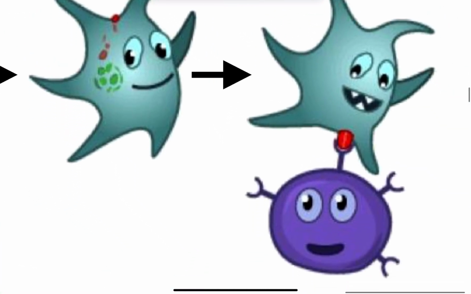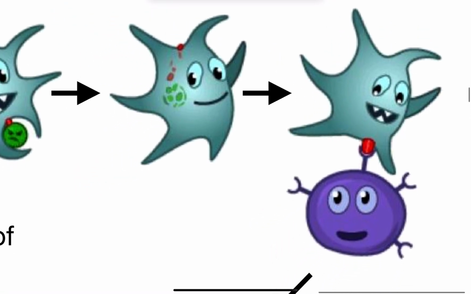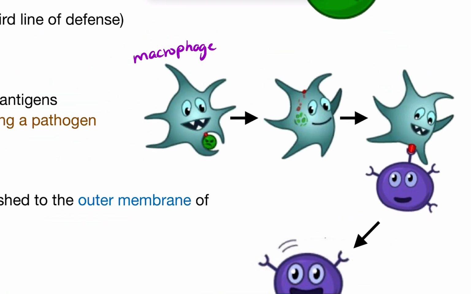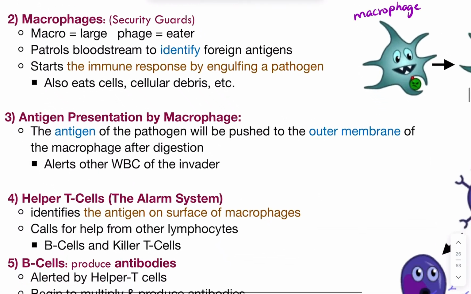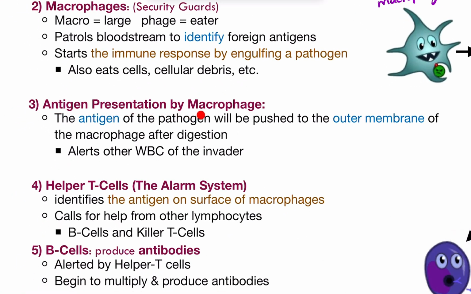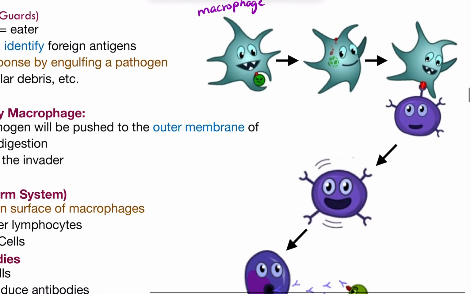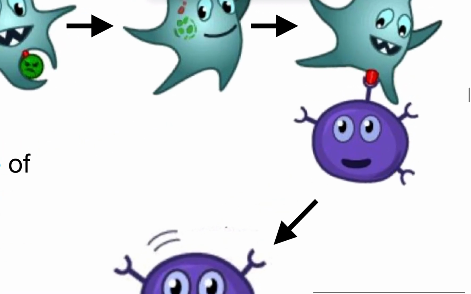And then he knows his buddy, the helper T cell right here, has to grab onto it and acknowledge that it's an antigen and then know what to look for. So he presents it. This is the presentation, or presenting the antigen to the helper T cell. Okay, so that's right here. The macrophage eats it. They're like security guards. And then the antigen is presented by the macrophage to the helper T cell. Helper T cell is the alarm system. Okay, so this is the presentation right here.